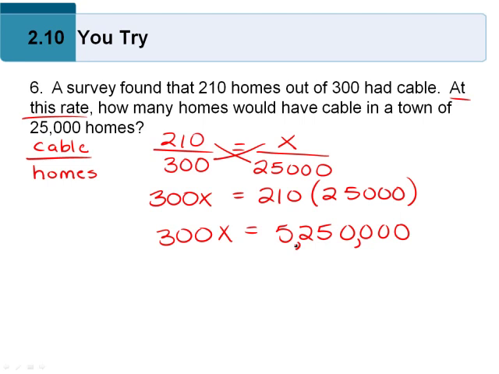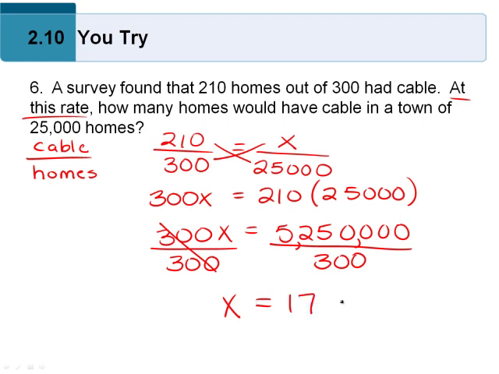All right, and now don't worry about big numbers because you have a calculator. It's no big deal. Okay, divide by 300 on both sides. Okay, and the 300s cancel, and we go back to the handy dandy calculator, and we get 17,500. That's how many you would expect to have. Those homes would have cable, okay, out of the 25,000.